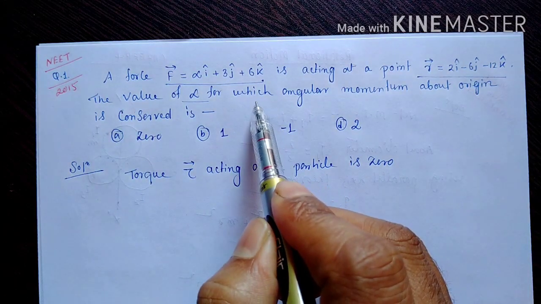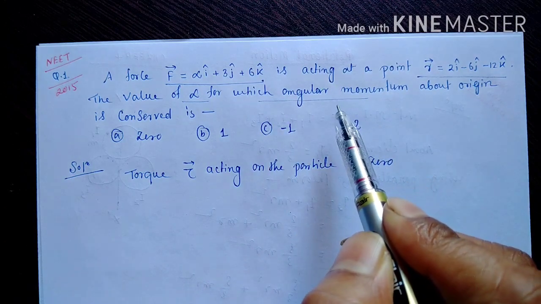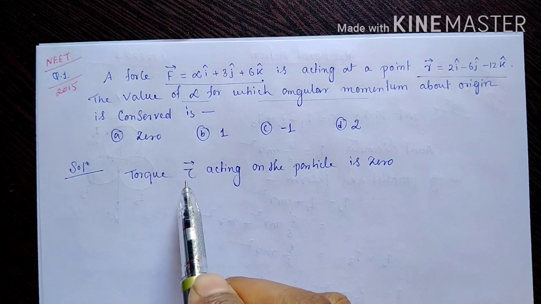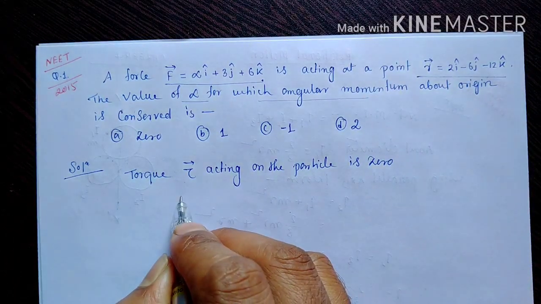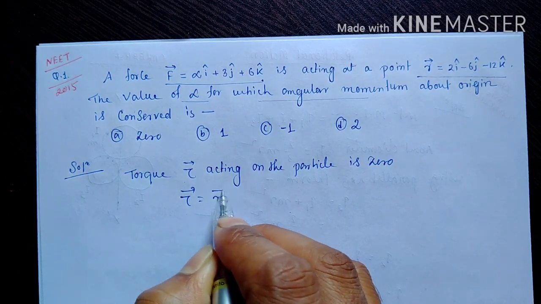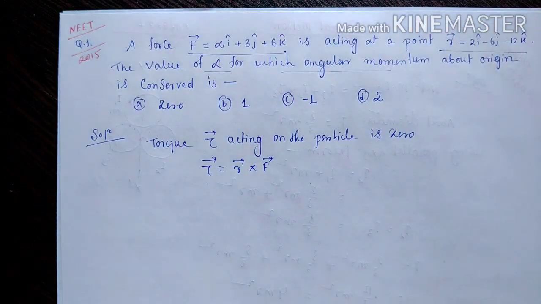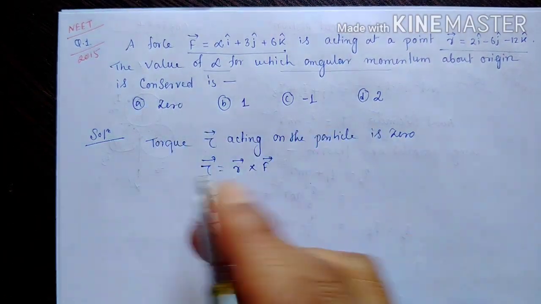So we know that if there is no torque on the system, then only angular momentum is constant or conserved. So that means torque acting on the particle must be 0. So this is the hint. So we know that tau is equal to R cross F. So very basic. This is the cross product of the system, R cross F.